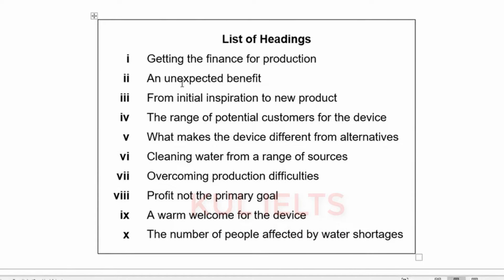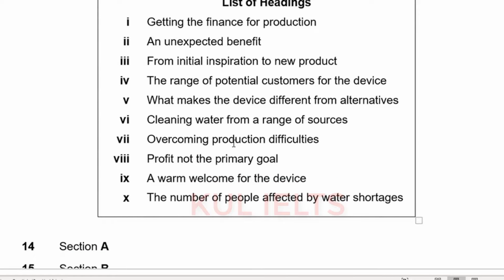Finance, no. An unexpected benefit, I don't think so. From initial inspiration to new product. Yeah, that sounds good. The initial inspiration was when he saw it in Thailand. 2 decades later, he created a new product. The range of customers, no. The device different from alternatives, maybe. Didn't see anything about that. Cleaning water from a range of sources, no.